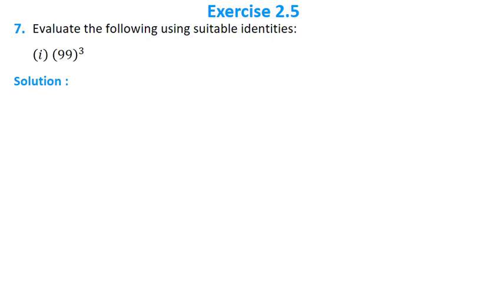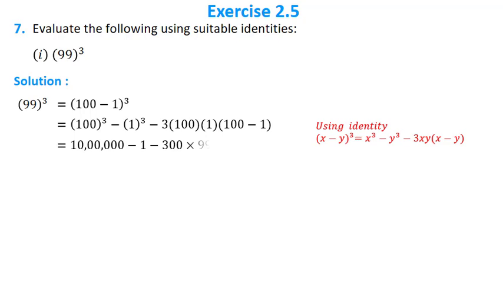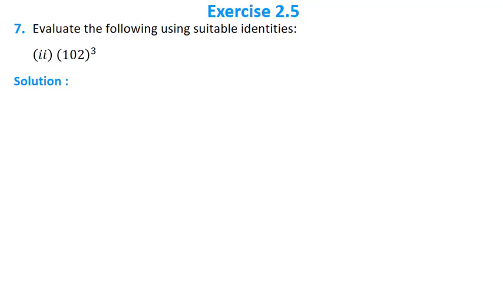Seventh problem is 99 the whole cube. Now this 99 the whole cube can be written as 100 minus 1 the whole cube. Here again we are going to use the identity x minus y the whole cube as x cube minus y cube minus 3xy into x minus y. So we will get 100 cube minus 1 cube minus 3 into 100 into 1 into 100 minus 1. On simplification I will get 10 lakh minus 1 minus 300 into 99. On simplification that gives me answer as 9,70,299.